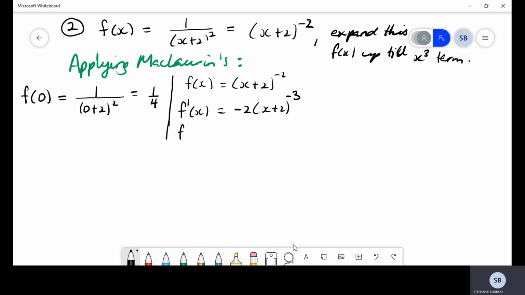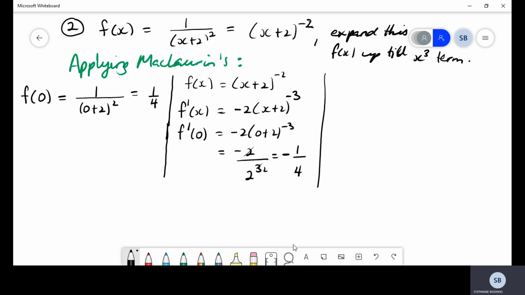And our first derivative at 0 would work out to be -2 times 0 plus 2 to the power of -3. That is -2 all over 2 to the power of 3. So that works out to be negative 1 over 4, because the 2s would cancel. So you should get -1/4 for your first derivative at 0. So Maclaurin's can be applied clearly because the function was differentiable. All right, let's test it for the second derivative.